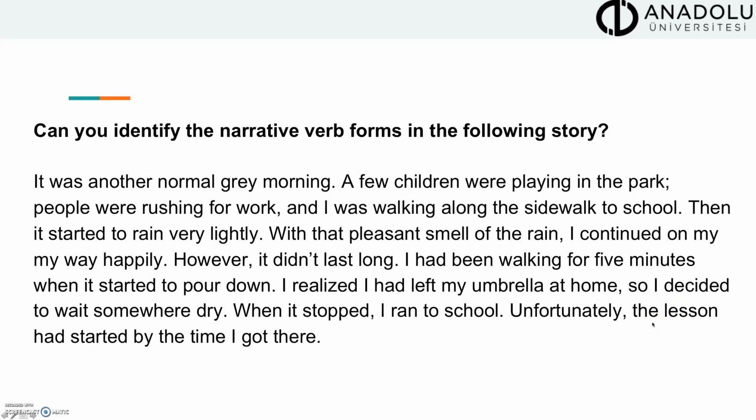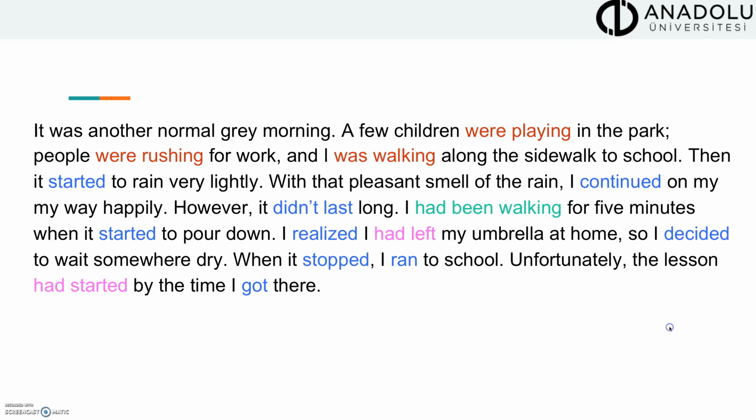Here we have got a short story. Could you please read it and identify the narrative verb forms in it? Please pause the video here for a while to take a closer look. Okay, as you see, we see past continuous, past simple, past perfect continuous, and past perfect simple. Let's look at them closer.